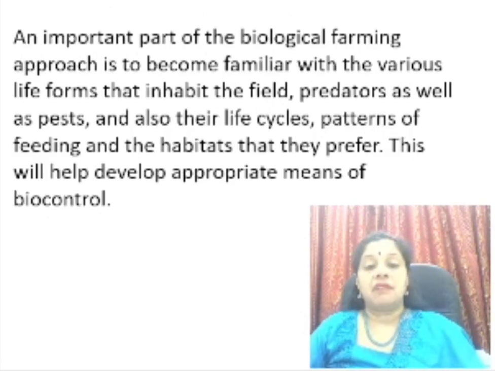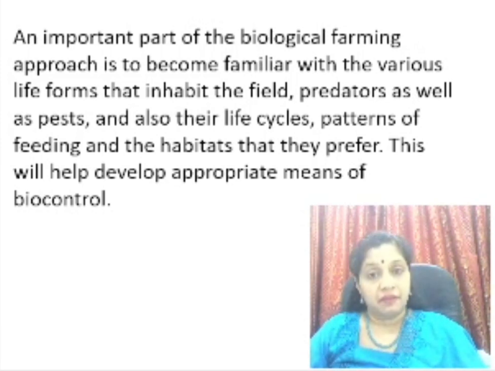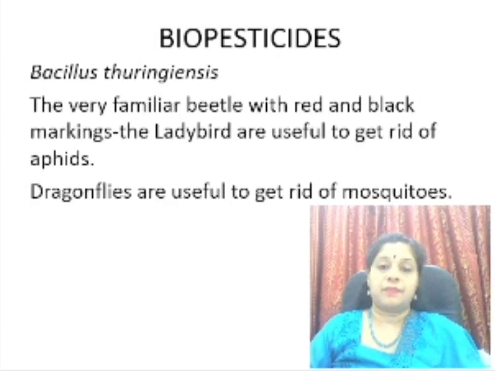Important part of biological farming approach is to become familiar with the various life forms that inhabit the field. That's the first thing. The farmer should have an idea about different organisms, their significant role, how they are related to the next trophic level. Predators he should know, as well as pests, and also their life cycle, patterns of feeding and habitat they prefer. This will help develop appropriate means of biocontrol.